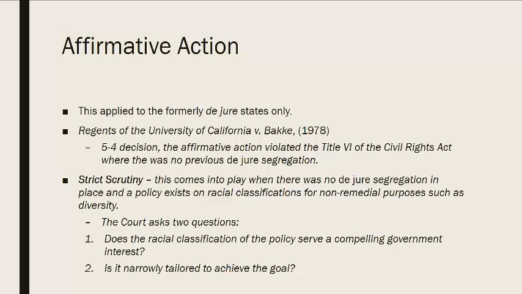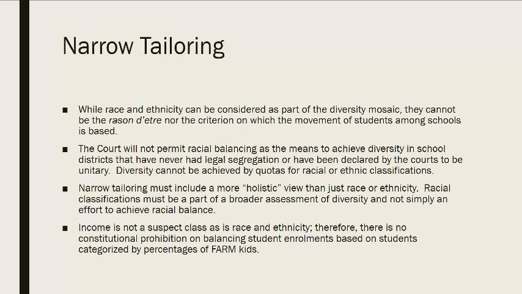So out of this come two important terms here, strict scrutiny and narrow tailoring. So strict scrutiny comes into play when there was no de jure segregation, no legal segregation in place, and a policy exists on racial classification for non-remedial purpose such as diversity. The court asked two questions. Does racial classification of the policy serve a compelling government interest? And is it narrowly tailored to achieve that goal? That's what strict scrutiny is. So let's see what narrow tailoring is.